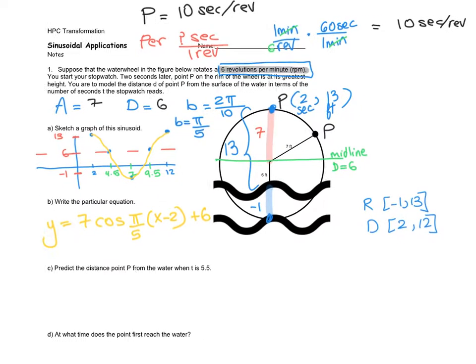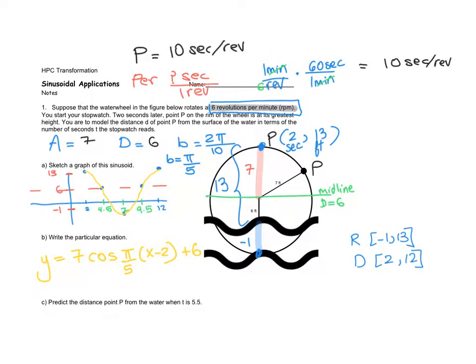Now, let's take a minute and look at this. Every time they talk about highest and lowest, I think of the cosine. The 6 revolutions per minute will give me my period. So I rewrite it as time over revolutions, because we need to know how many seconds per revolution. I decided I need seconds because this is what they're asking for. So I need to rewrite that to help me find the period. Once I know the period, I can find the b value.